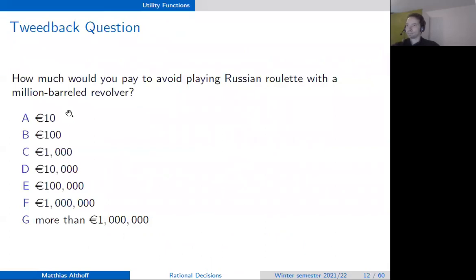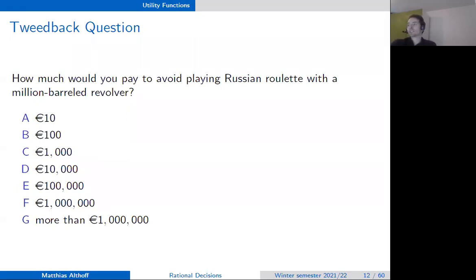Good. So now we have a few tweedback questions. The first one is a little bit personal. Do you know what Russian roulette is? Basically, you have a revolver. Typically, a revolver has 6 slots for bullets, and you put one bullet in these slots, and you point the revolver at yourself, or somebody else does this. If you're lucky, nothing happens. If you're unlucky, you're dead.